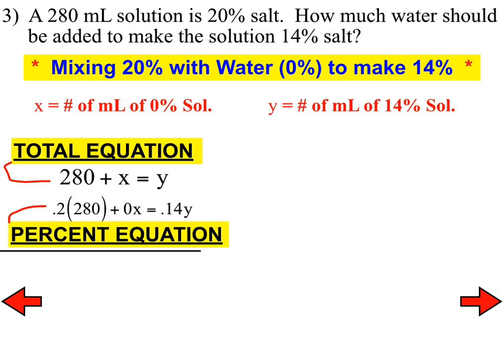Now, what happens here is that second equation becomes very easy. Why do I say that? You just have to solve for y. You have 0x. It disappears. So I am going to go ahead and multiply 0.2 times 280, which gives me 56. But then look, that second equation becomes 56 equals 0.14y. So why not just take it and solve it for y? Let's do that. Everybody do that.